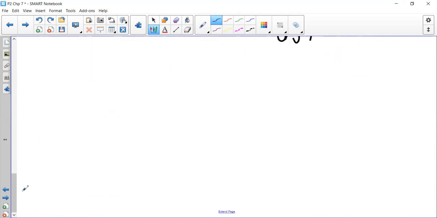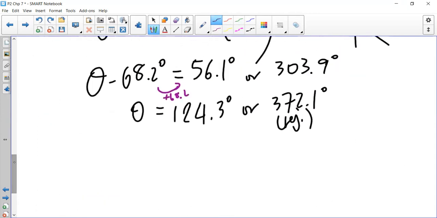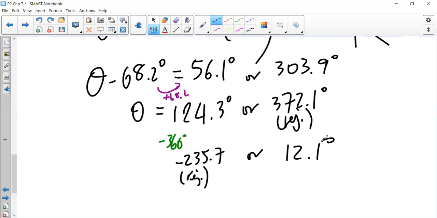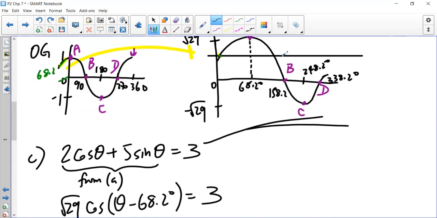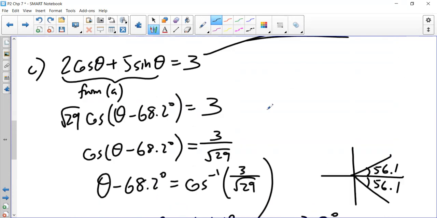Well, after we find the principal solutions, we either take away 360 or add 360. In this case, we take away 360 for both answers. So 124.3 minus 360 is negative, so that's rejected as well. But 372.1 minus 360 is 12.1 degrees, which is what we need. Therefore, theta equals 12.1 degrees or 124.3 degrees, which matches what we drew in here.